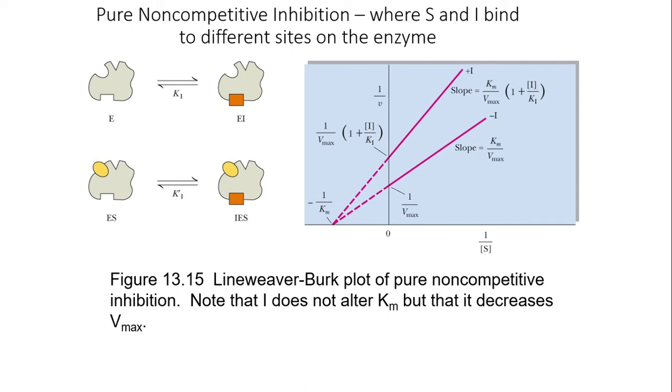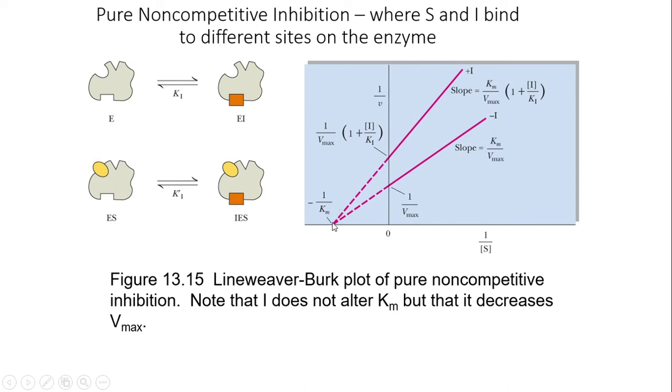Pure non-competitive inhibition. So this is a case where the inhibitor binds to a separate site on the enzyme. Order does not matter here. So what I mean by that is we have enzyme, and it can be bound by the inhibitor, or we can have the ES complex. It can still be bound by the inhibitor. Same outcome. So here is minus inhibitor, or no inhibitor, plus inhibitor.